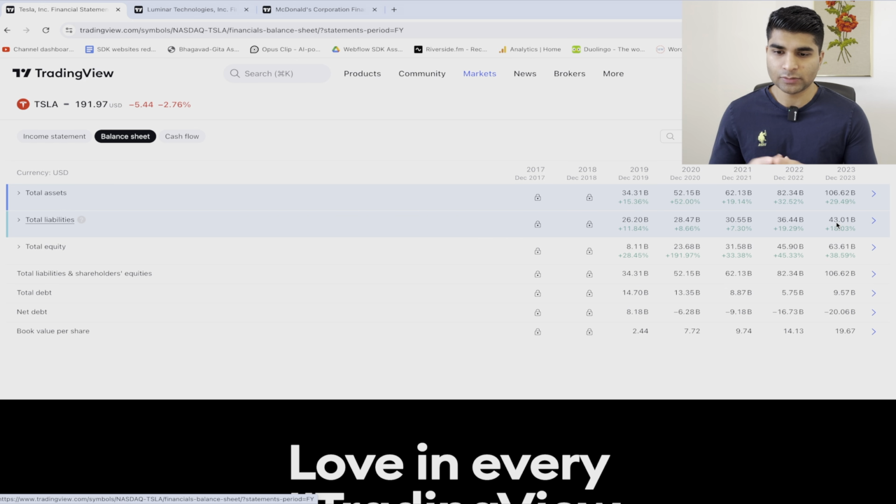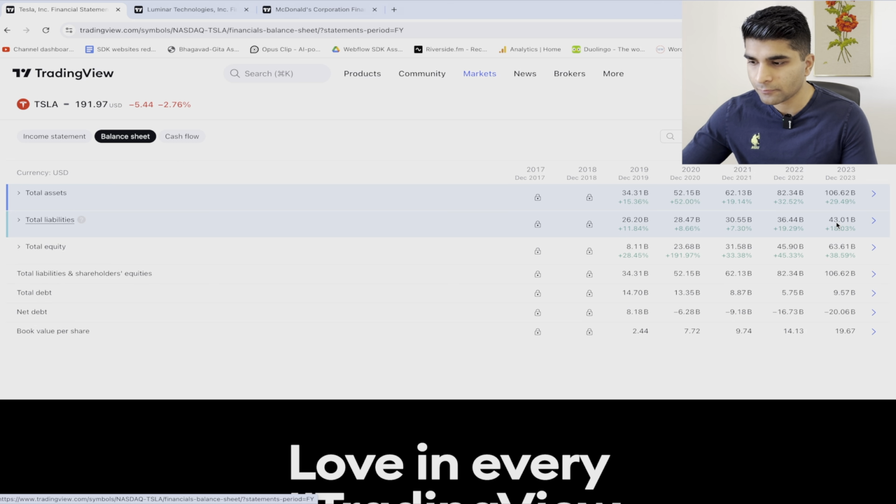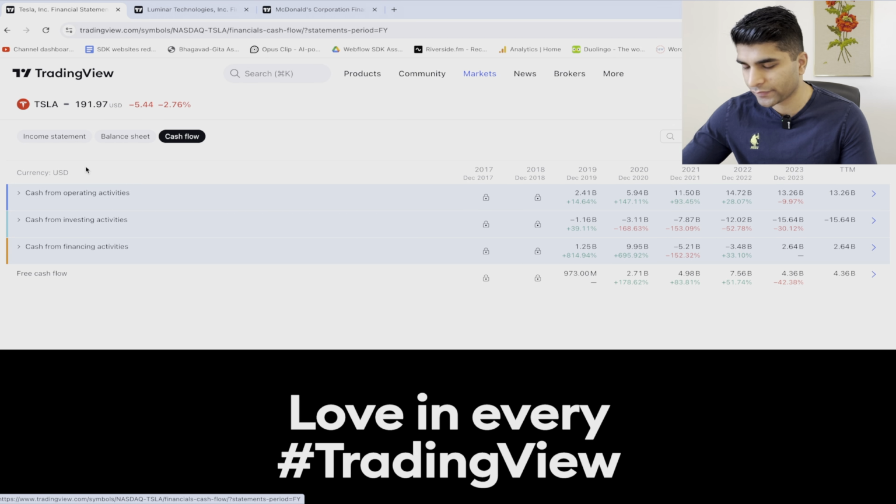Essentially, insolvency won't be a reason to lose your money, essentially. So that's the reason we make sure the total assets is always greater than the total liabilities. So that's what I look at in the balance sheet. It's very simple. And the next one is cash flow.